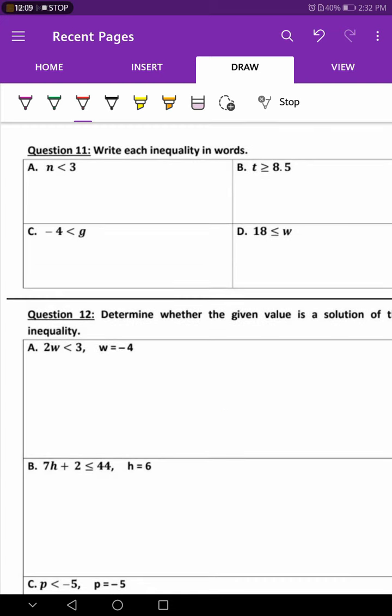Just read it. Okay. A greater than 3, and less than 3. How do you know it is less than, Maria? Because the fish eats the number. Less means the fish eats the number. Now B. T greater than or equal 8.5. Great. C. Negative 4. G less than negative 4.